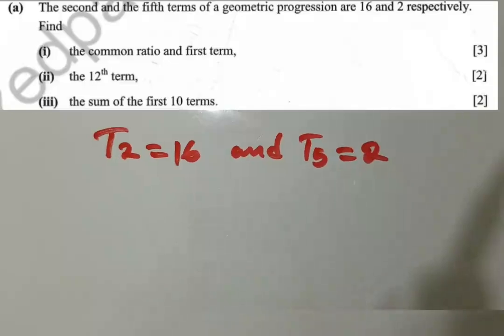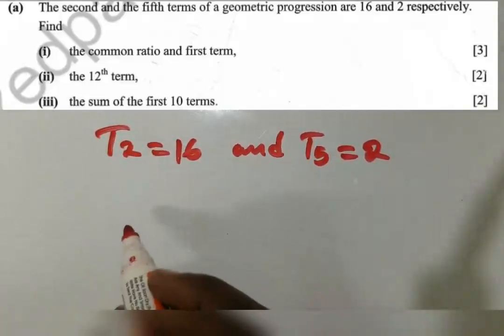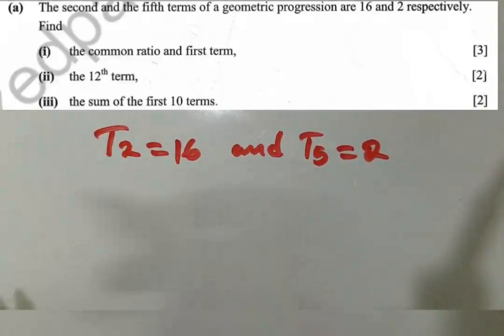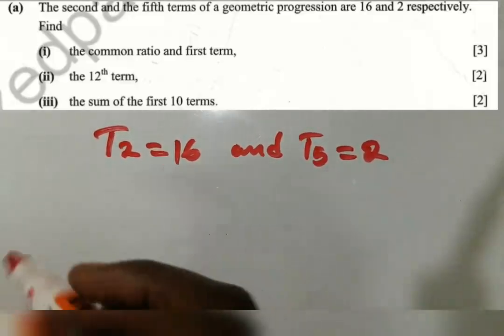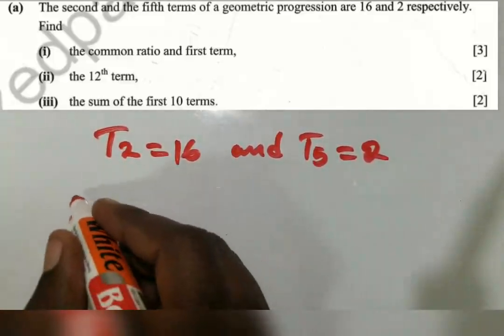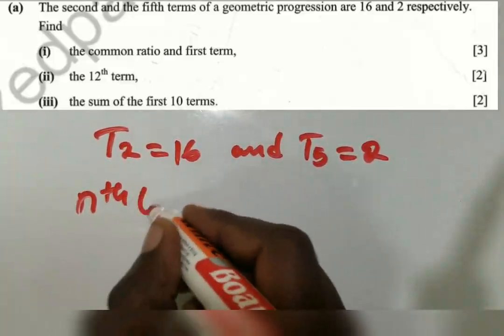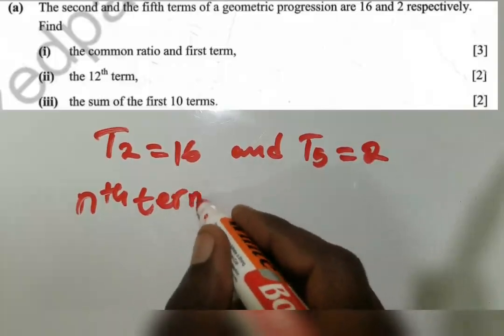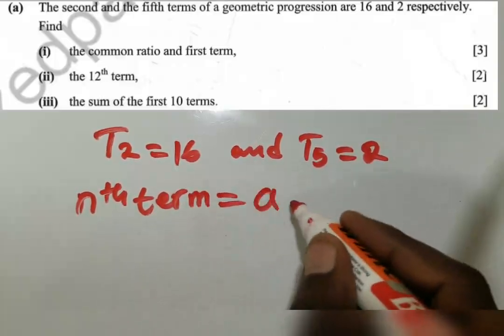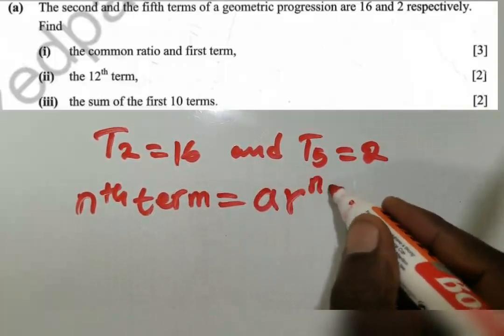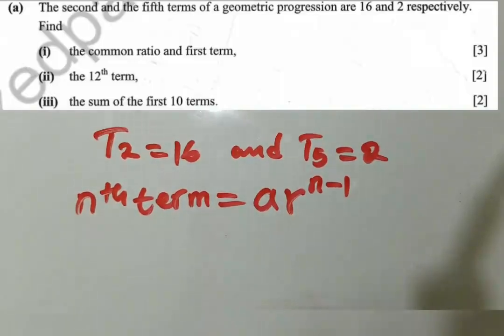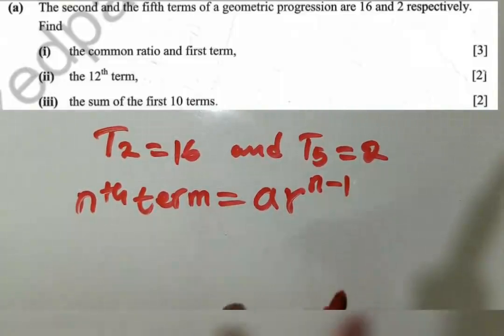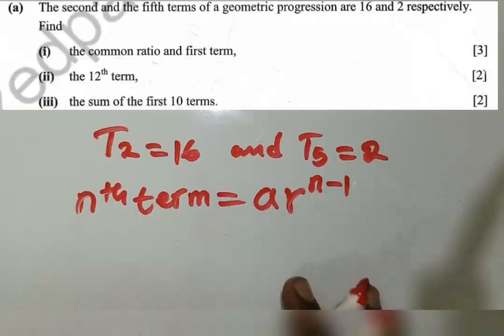Now what you need to do is to find the common ratio and the first term. How do you do that? You know that the formula for finding the nth term in a geometric progression is a r to the power n minus 1. Remember this, don't forget. You need to know this formula, because it's never given in paper 2.